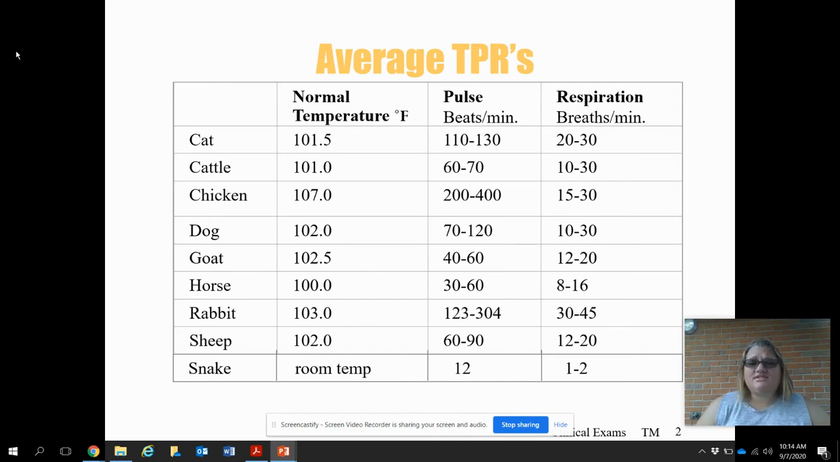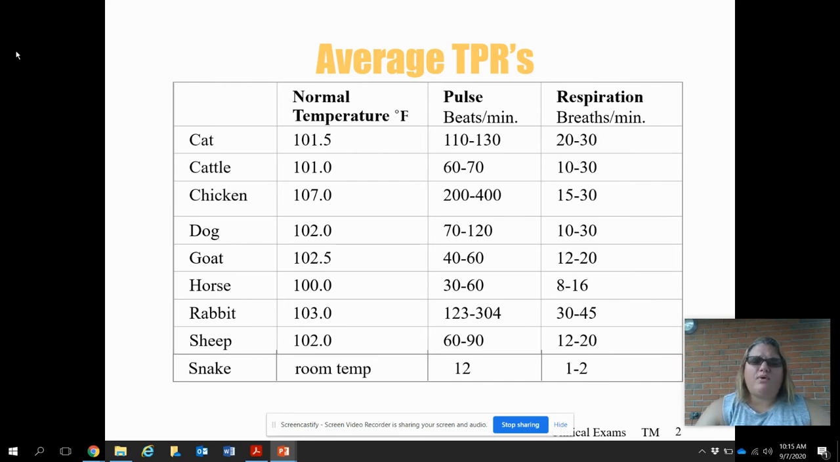Chickens, 107 is their temperature. And then their pulse, 200 to 400 beats per minute. That's a little hard to count. And then respirations. Dog, 102, 70 to 120. That's a huge range. And it has to be that way because we have little Chihuahuas and then we have big Great Danes. So depending on the size of the dog, your little Chihuahuas are going to be closer to the 100 and stuff like that. Your Great Danes are going to be closer to that 70 number. So it just depends on the size of the animal.